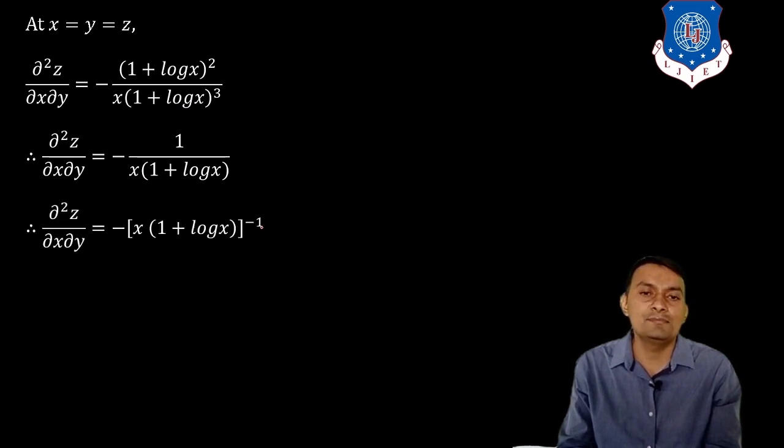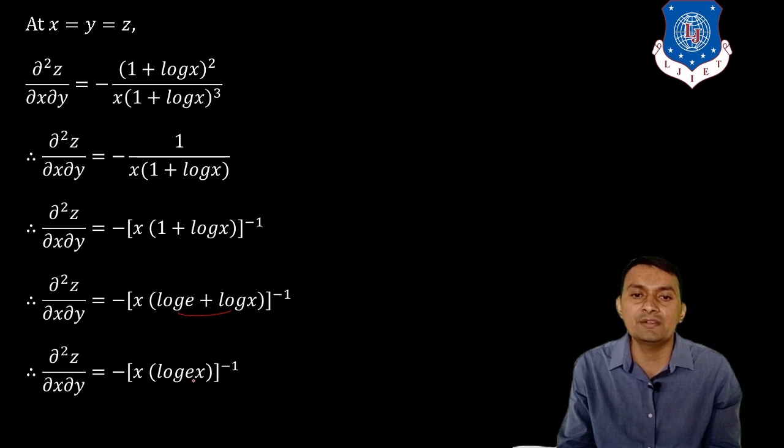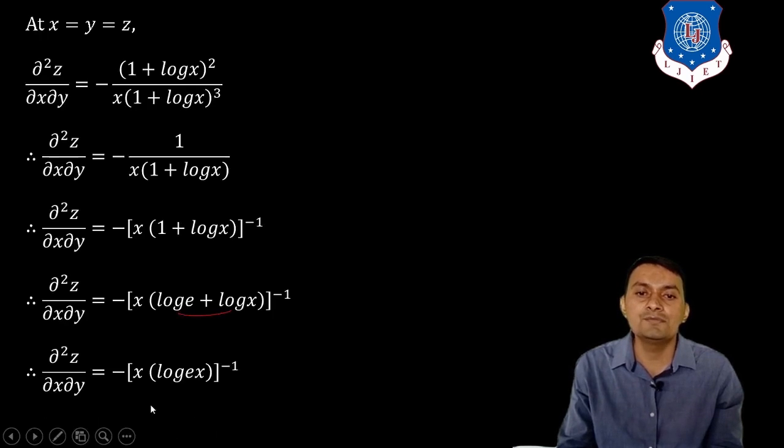This can be written as a negative power, minus 1, but 1 is nothing but log e, and again we can apply the logarithm property. So x times log e x raised to power minus 1. When you observe that, this is exactly our final answer.